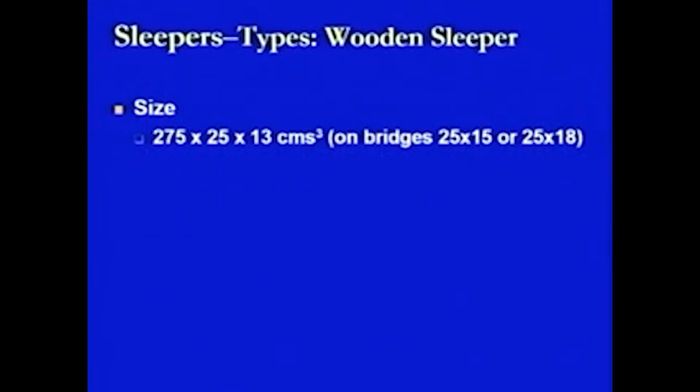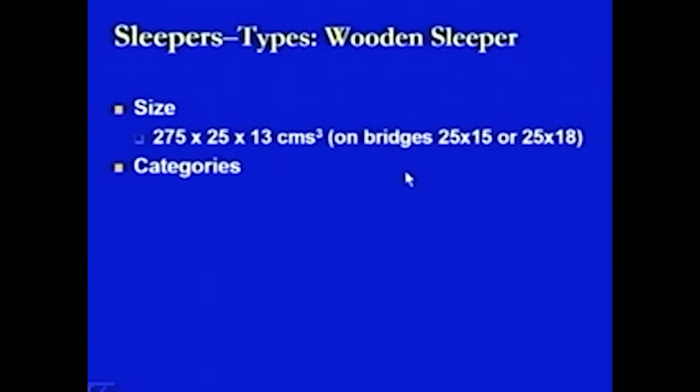Further, we have sizes. As we have seen, the size is 275 by 25 by 13 centimeters. That is the normal conventional size of the wooden sleeper, but in the case of bridges, the cross sectional area is increased by some amount. Here the depth of the sleeper is increased, and instead of 13 it may be 15 or 18. So, the cross sectional area will become 25 by 15 or 25 by 18.